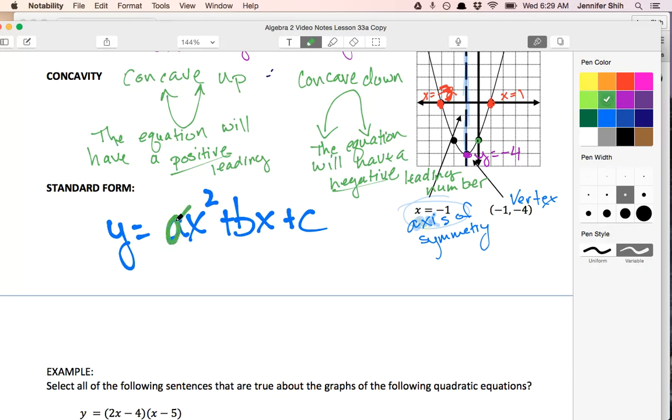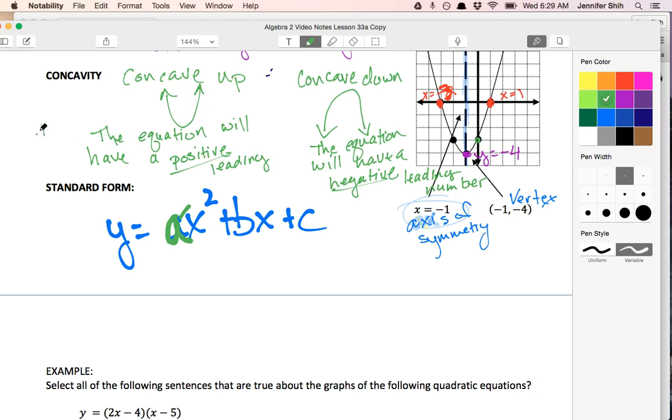Okay, so for concavity, it'll be a positive a value if it's concave up. So I'm going to go back here and annotate positive a value. And then for concave down, it's a negative a value, which just means there would be a negative sign in front of this equation if it was concave down. In this case, this graph is concave up, so it has a positive a value. So our graph is concave up. a is positive.